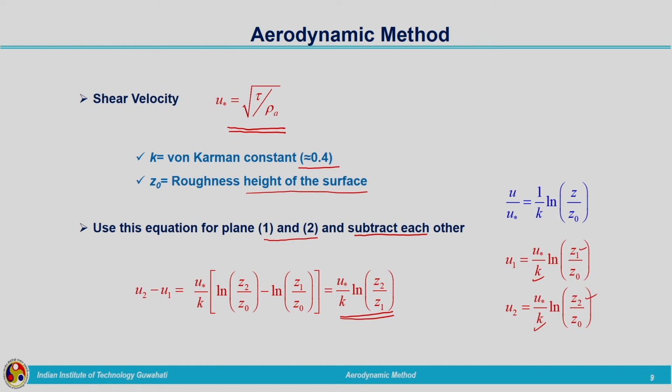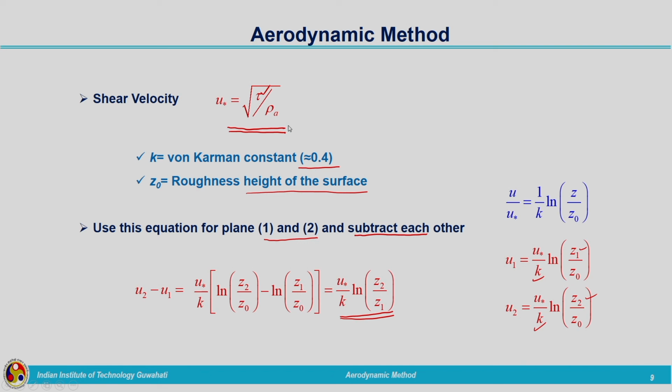Why are we doing all this exercise? We need to get an expression corresponding to our momentum flux. So, how can we relate these things? Our momentum flux term is here in the expression for shear velocity. Shear velocity u star is given by under root of tau divided by rho a. Let us see how we can get the expression for momentum flux.